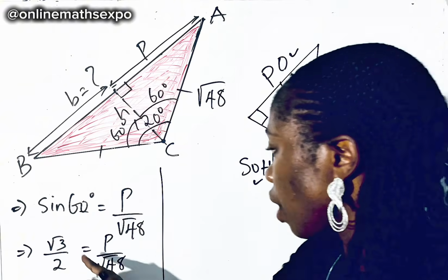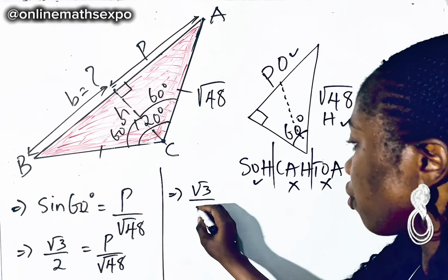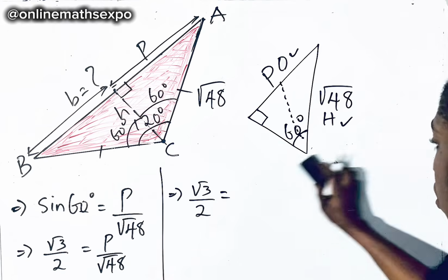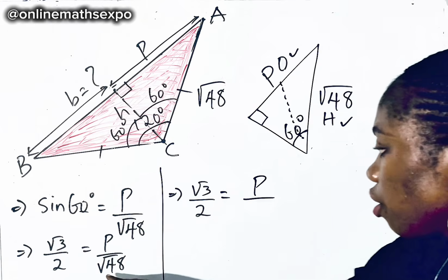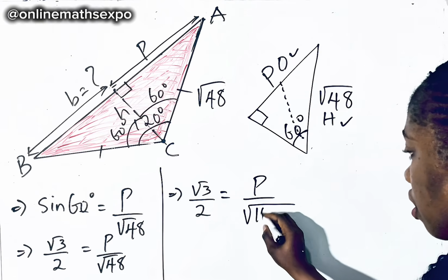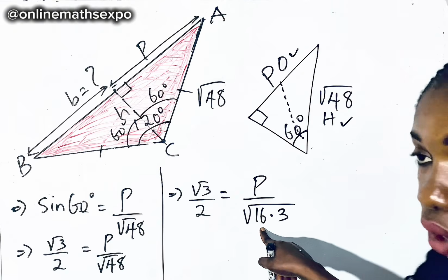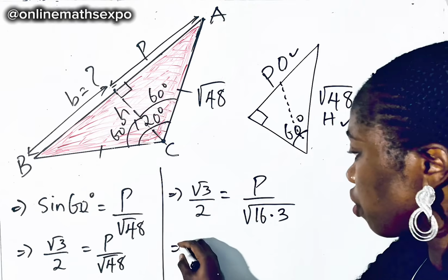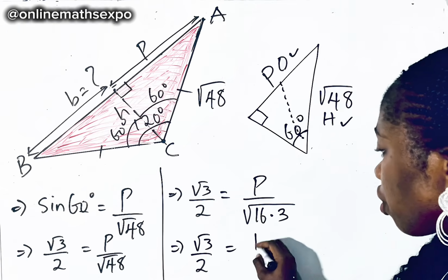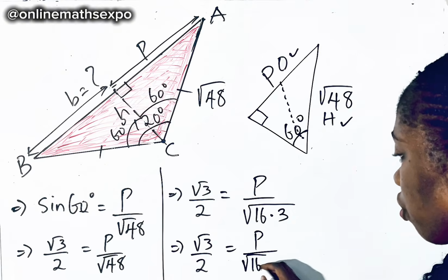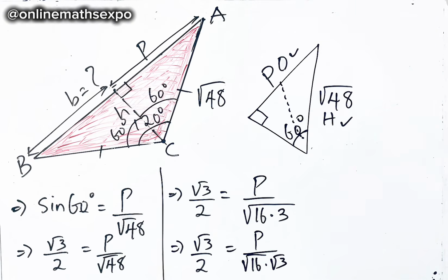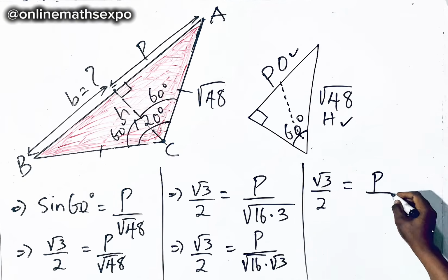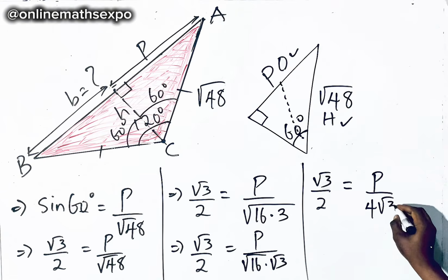Solving, we are going to have root 3 over 2 is equal to P over root of 48. Let's adjust this: 48 is the same as root of 16 multiplied by 3. The highest perfect square here is 16, and 16 times 3 gives you back 48. So we have root 3 over 2 is equal to P over square root of 16 multiplied by square root of 3. Square root of 16 is 4, so we have 4 root 3.